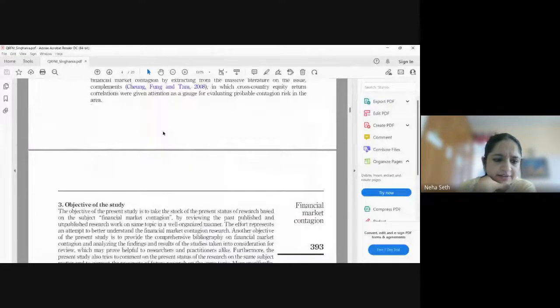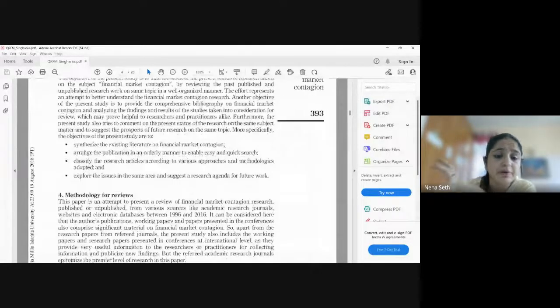Regarding the importance of the study, we have different objectives. The purpose of this literature review paper is to synthesize the existing literature on financial market contagion and arrange the publications in an orderly manner to enable quick and easy search. It gives a kind of one-stop resource to the researcher in that particular area, since this information has been compiled.